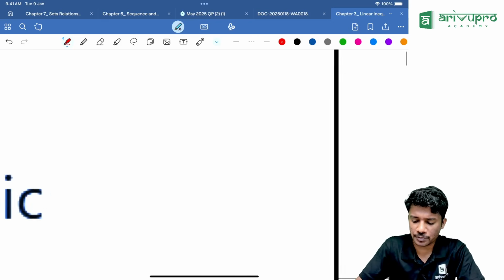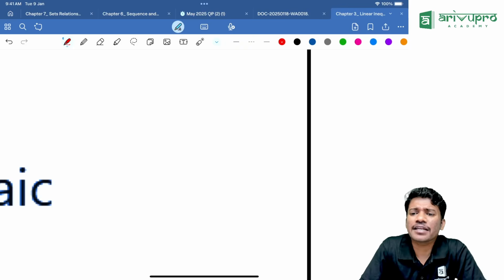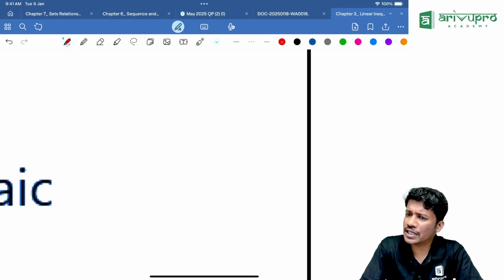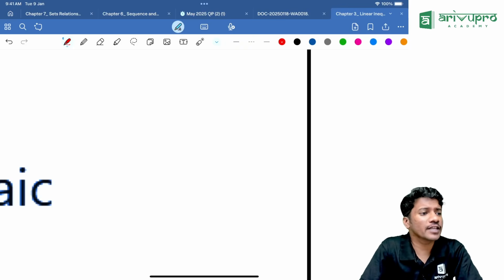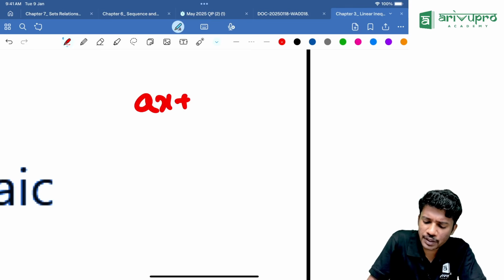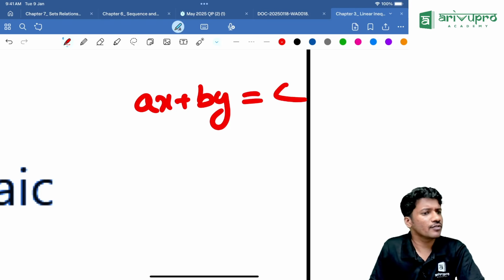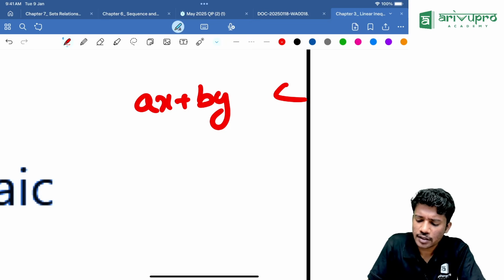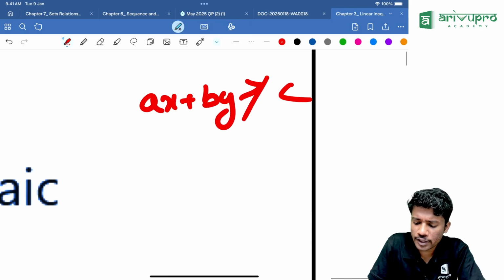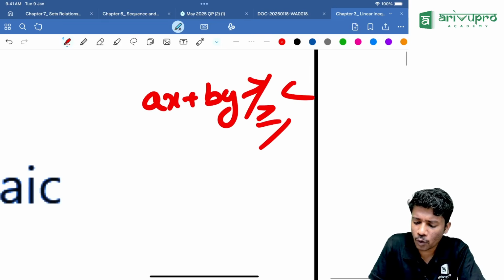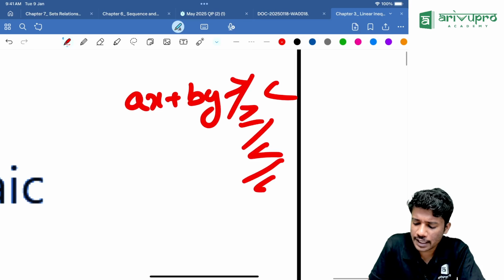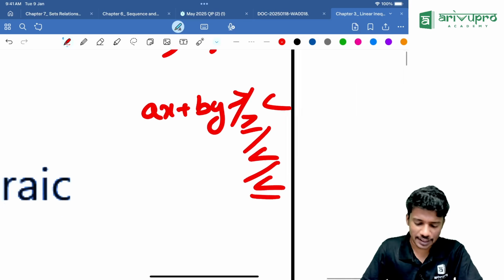Now I will tell you something. Here, linear inequality. So we studied about linear equation. What was the general form of linear equation? ax plus by is equal to c, or we can say it is equal to 0. Let it be c itself. Okay. Now, in linear inequality, what will happen? Instead of this equal to sign, it will be either greater than, or greater than or equal to, or less than or equal to. We will say that will be the case.